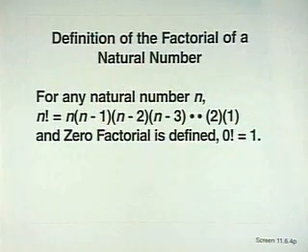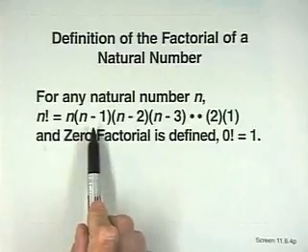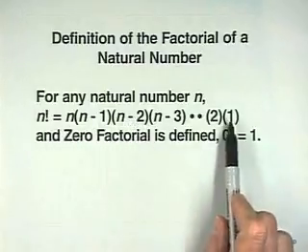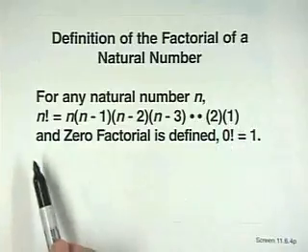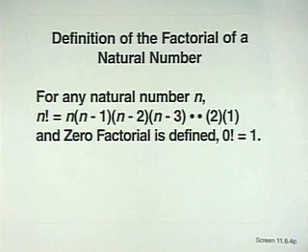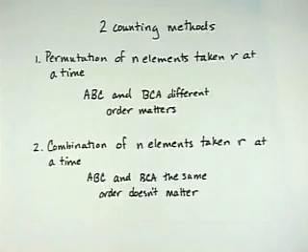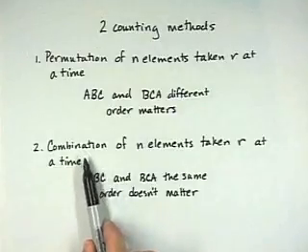Let's review factorial and then use it within our other 2 counting methods. Remember that the definition of the factorial of a natural number is as follows. For any natural number n, n factorial is n times n minus 1, n minus 2, and so on to the integer 1. And 0 factorial is defined to be the number 1. We're going to use that within one of these 2 counting methods. The first is called a permutation, the second a combination.